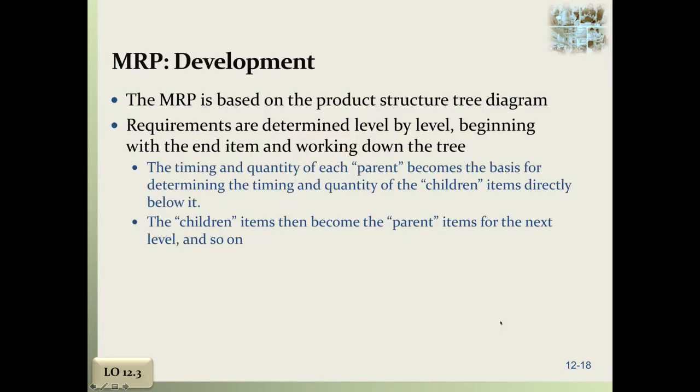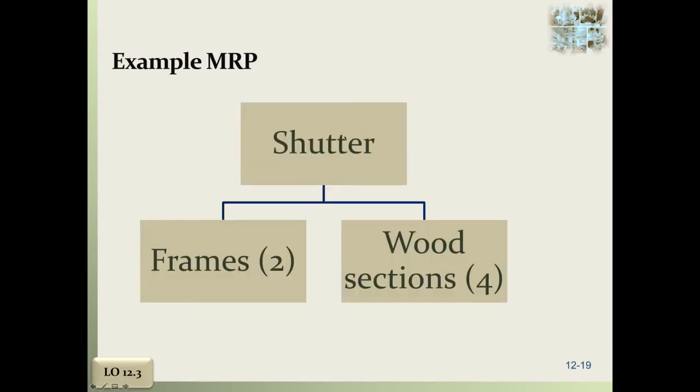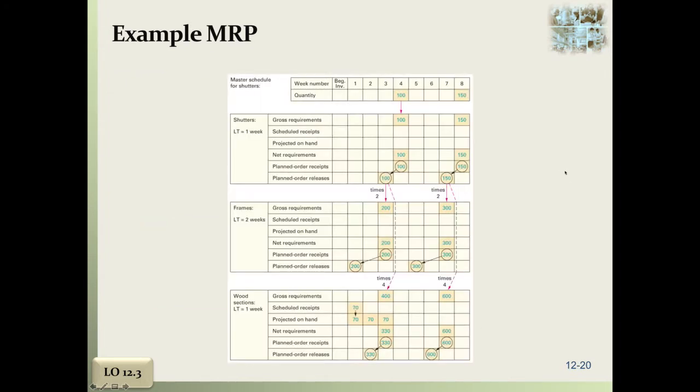The MRP is based on the product structure tree diagram that we did before, so the requirements are determined level by level, beginning with the end item and working down the tree. Okay, so I'm going to look at this. This is going to be like a shutter. The shutter is the end item, so you're going to start with that, and then you're going to work your way down the tree. Then you're going to build your frames and your wood sections. As an example, you need on week 4 100 shutters, and on week 8 you need 150 shutters. So my gross requirements for shutters are going to carry down here, 100 here and 150 there.